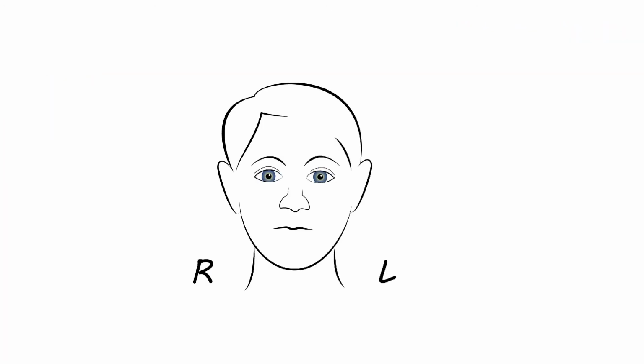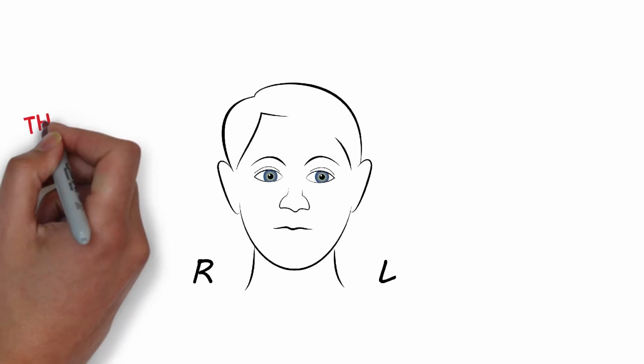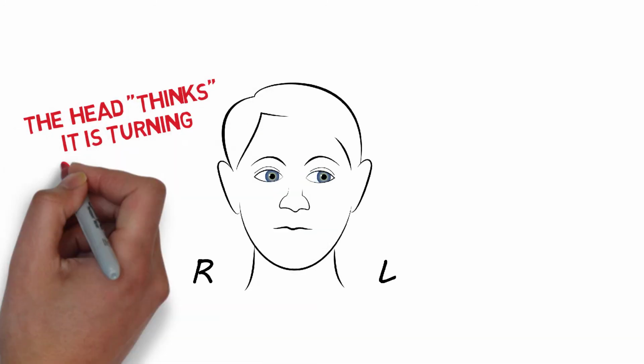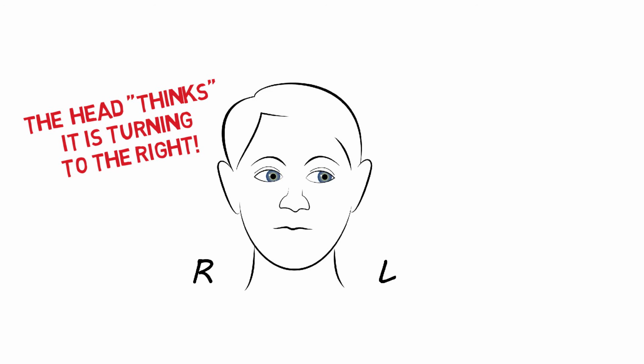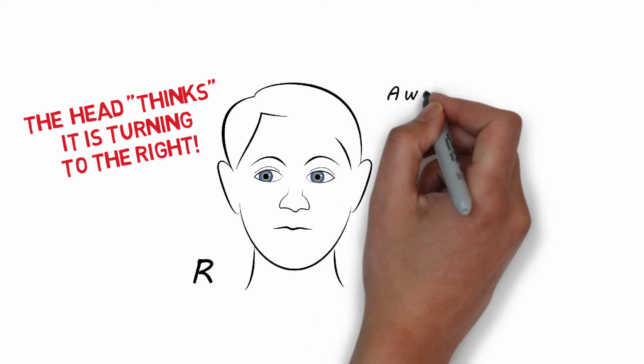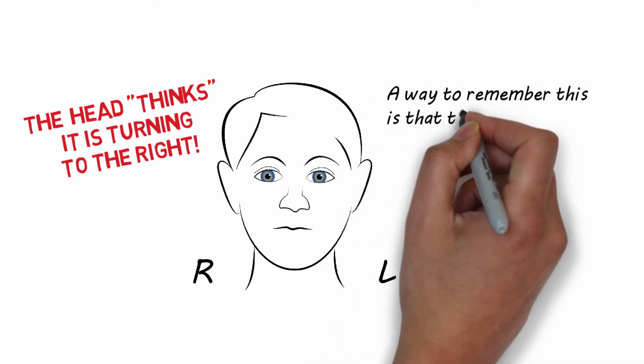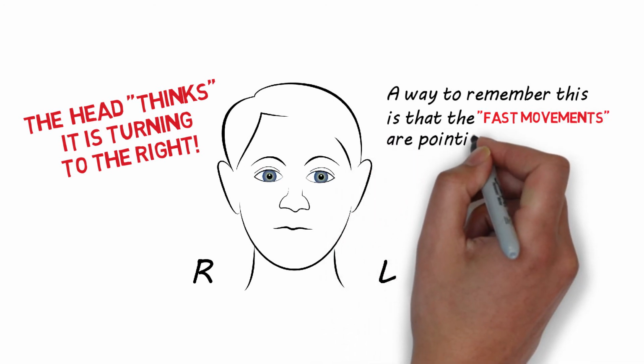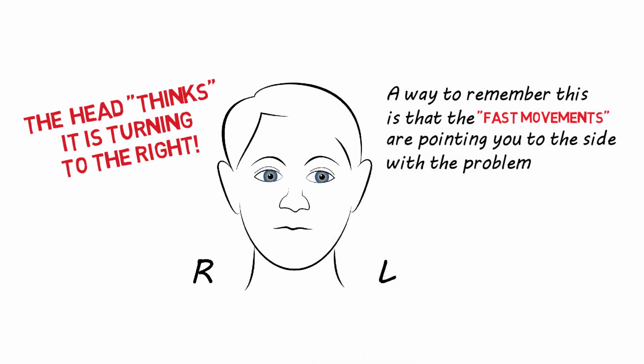If there is a problem resulting in overfiring on the right side, and the head thinks it is turning to the right, the eyes will slowly move to the left and then quickly jump to the right. A way to remember this is that the fast movements are pointing you to the side with the problem.